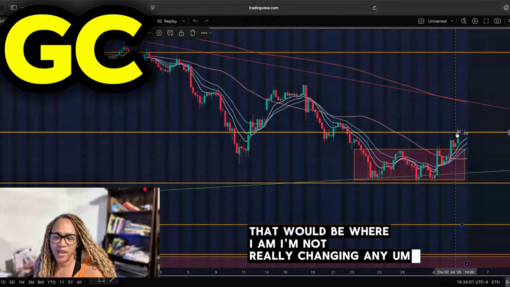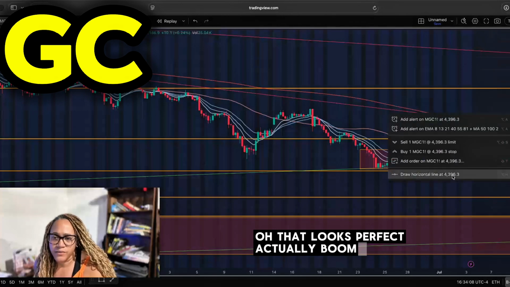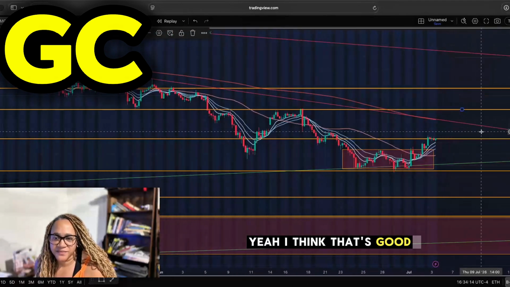I'm not really changing any lines right here. No need to do lines. Oh, we can do a line right here. Ooh, that looks perfect actually. Boom. That could be a nice target area. We'll be looking in that area right here. Yeah, I think that's good. So that's what we're looking at.